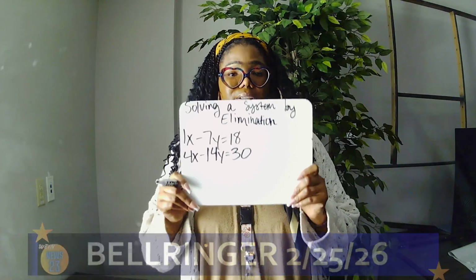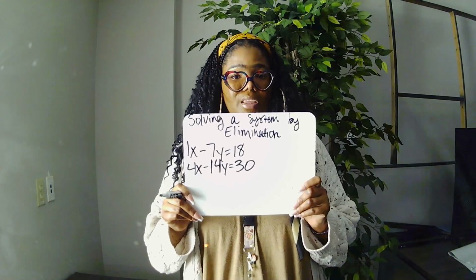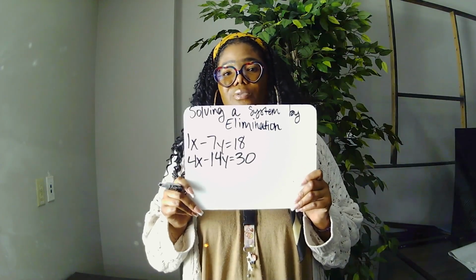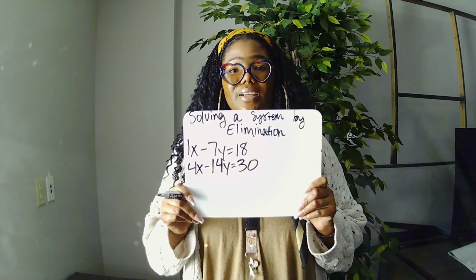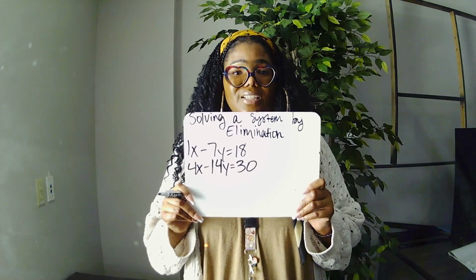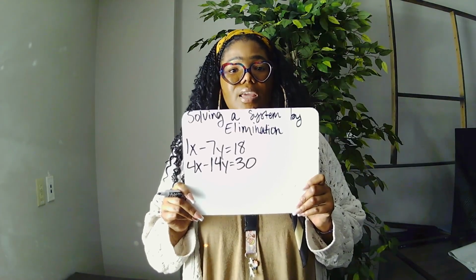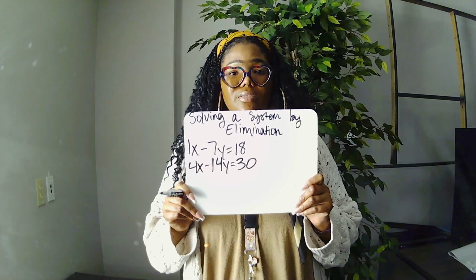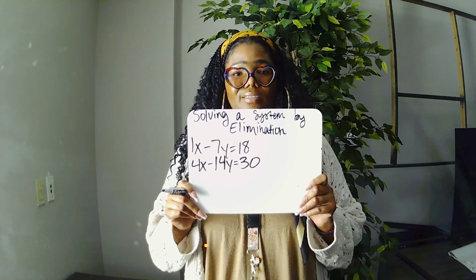This morning, we'll be exploring solving a system of equations by elimination. Two typical ways you can solve a system of equations in algebra: you can solve it by substitution or elimination. Those are the two typical ways. But this morning, we will try to focus on solving this by elimination. Elimination means I want to cancel one of my variables, being x or y.